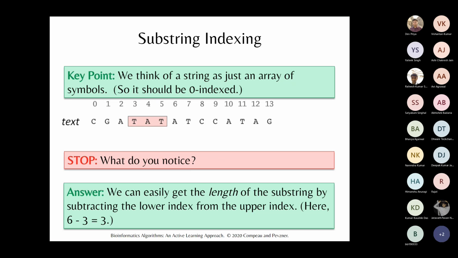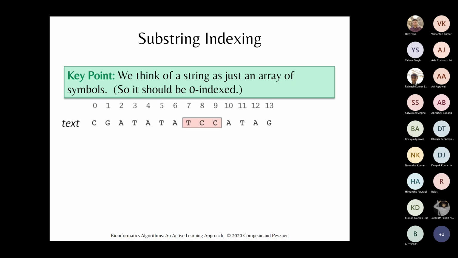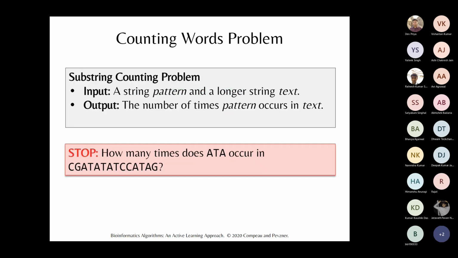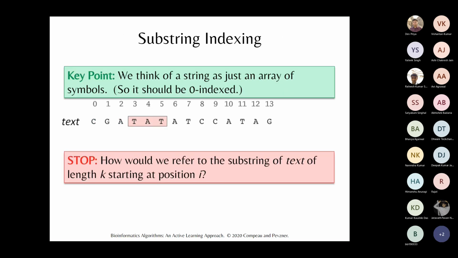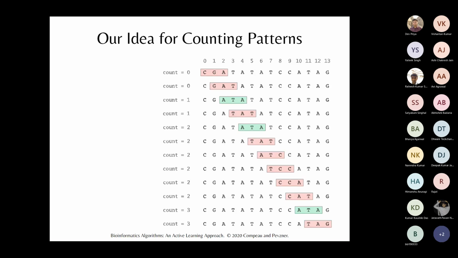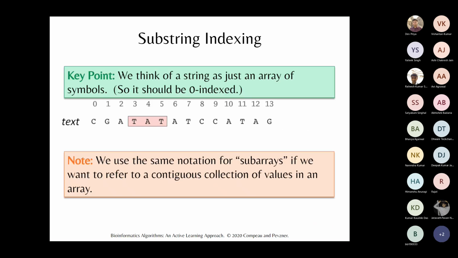in order to define your substring, right? So now that we have defined the substring, how do you think we can count, like if you were to solve this problem of how many times does ATA occur in this particular string, how do we solve this problem? Now let's try to figure it out. So the most simple way of doing it would be to use the same notation, right? So this is your original array and this small notation becomes a subarray, right? A contiguous collection of values in an array is called a subarray, right?